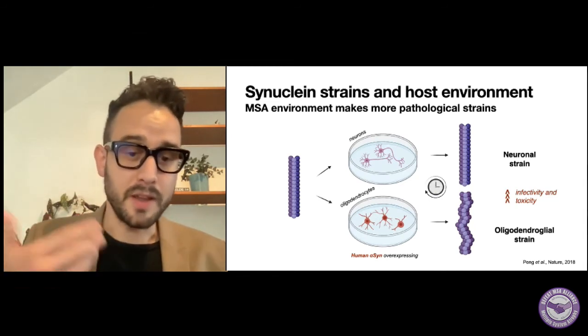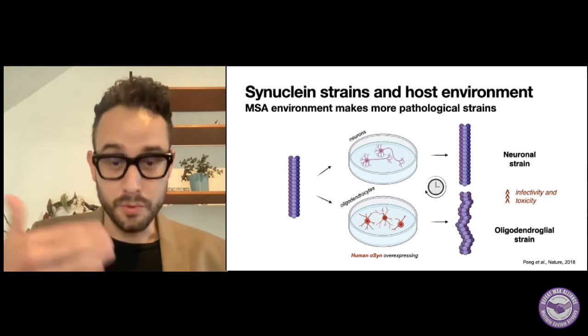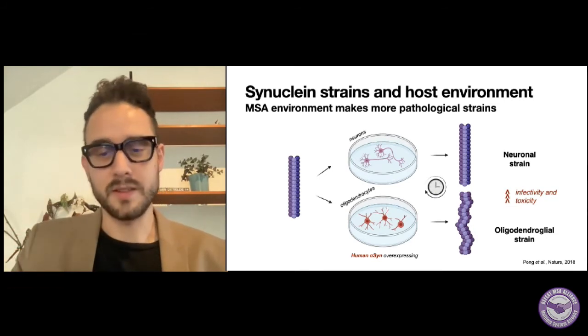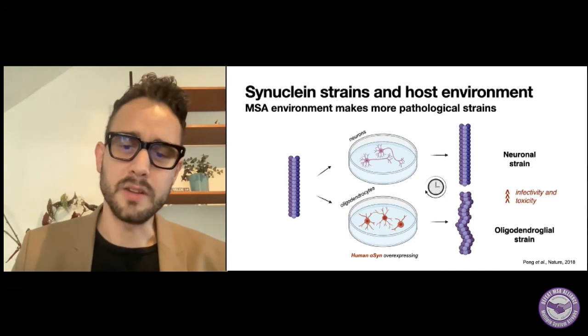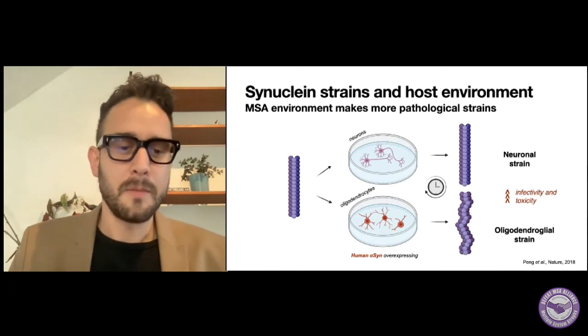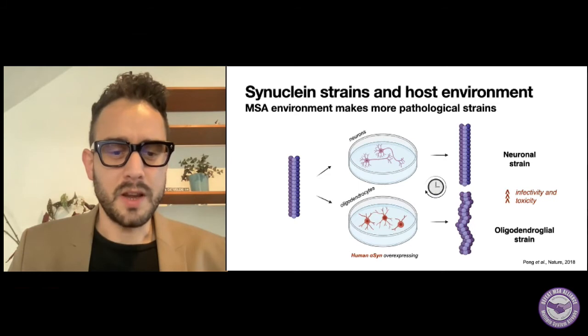They would actually amplify within these cells. They would reproduce even within these cells, and you could extract them again. And so here you would end up with a neuronal strain. But in the case of the oligodendrocytes, something really odd was happening.